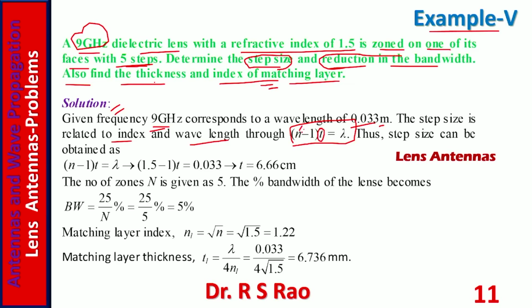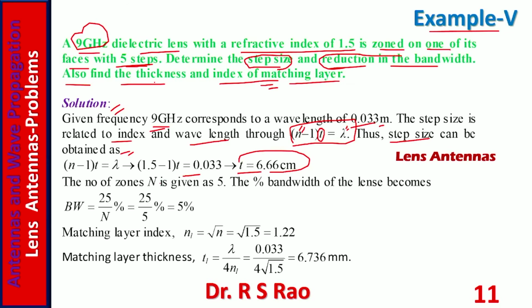N is index. Lambda is wavelength. Thus, step size can be obtained by using the available values for N and lambda. (1.5 minus 1) into T is equal to 0.033. T becomes equal to 6.66 cm.